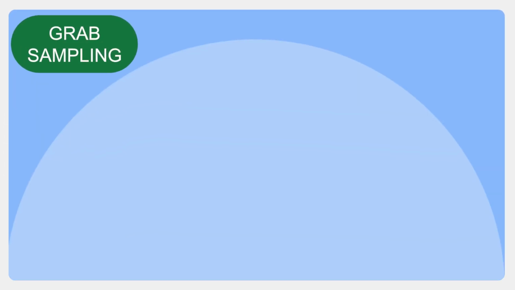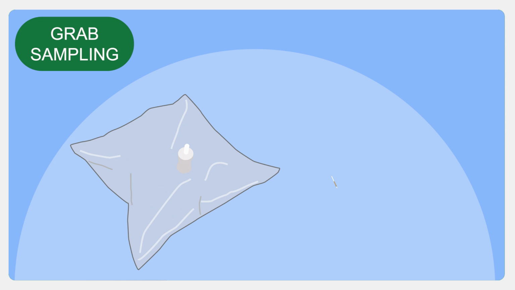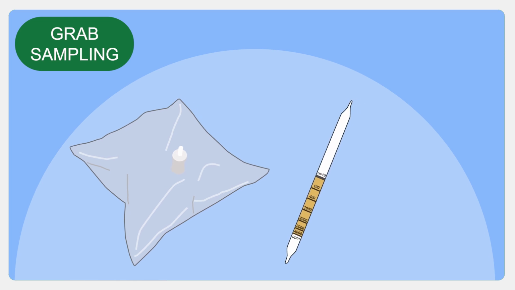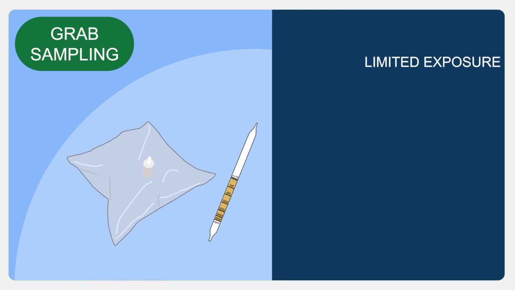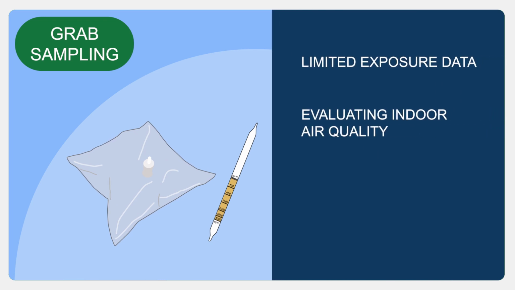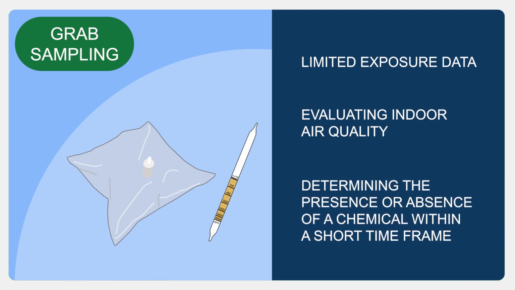Grab sampling captures air at a specific time and location. The sample is then taken to a lab for analysis. This type of sampling provides limited exposure data and is often used for evaluating indoor air quality and determining the presence or absence of a chemical within a short time frame.